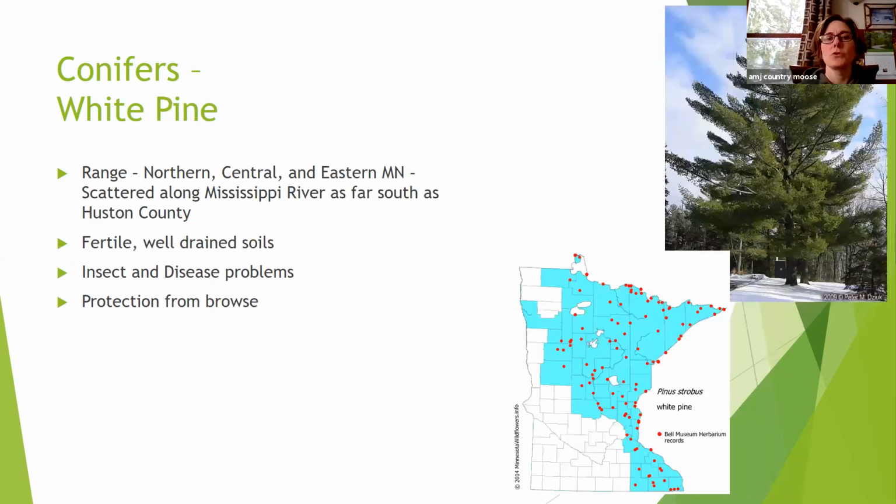So next is our white pine. The natural range is northern, central, and eastern Minnesota. You can also find it scattered along the Mississippi River as far south as Houston County. They do best on fertile, well-drained soils, but they also will thrive on sandy soils. They have a couple insect and disease issues, white pine blister rust and white pine tip weevil, and they of course will require protection from browse.